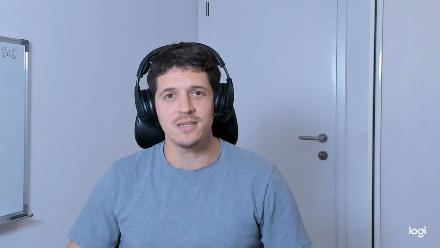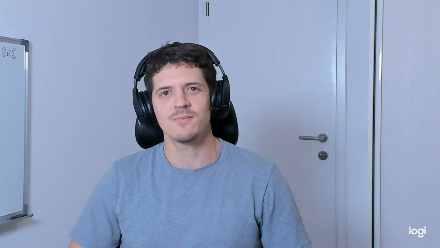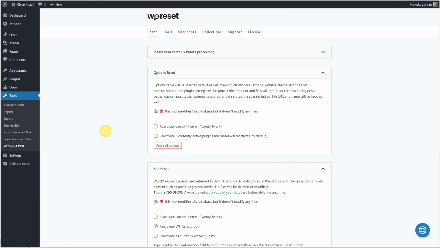Pro version is here. Let's have a look at its features. Let's start with the reset options or tools. The options reset one is great when you want to keep your data, your posts, your custom posts, pages and everything else, but you want to reset options for the whole WordPress and all of your plugins and themes.